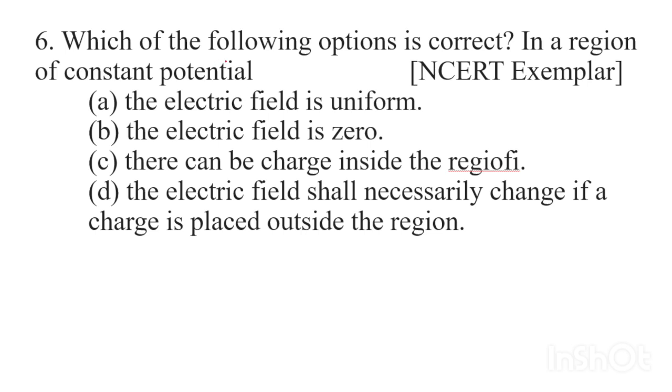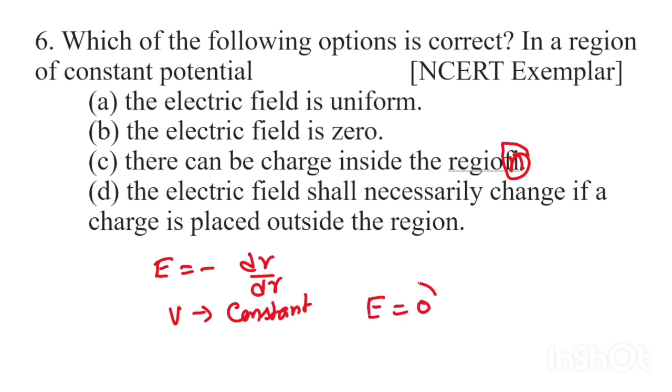Now question number 6. Which of the following options is correct? In a region of constant potential, the electric field is uniform; electric field is 0; there can be charge inside the region; the electric field will necessarily change if charge is placed outside the region. Now again we know the formula E equal to minus dV upon dr, and if V is constant, the derivative of constant is 0, so the electric field is equal to 0. So the correct option is B.